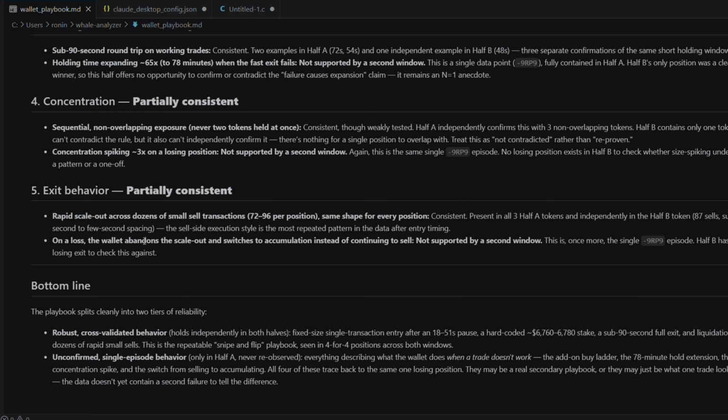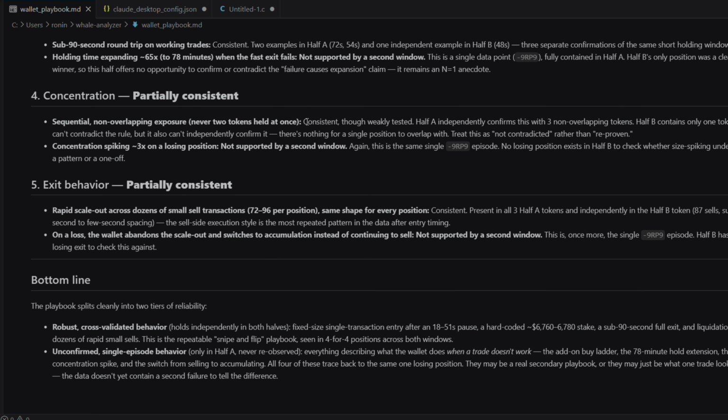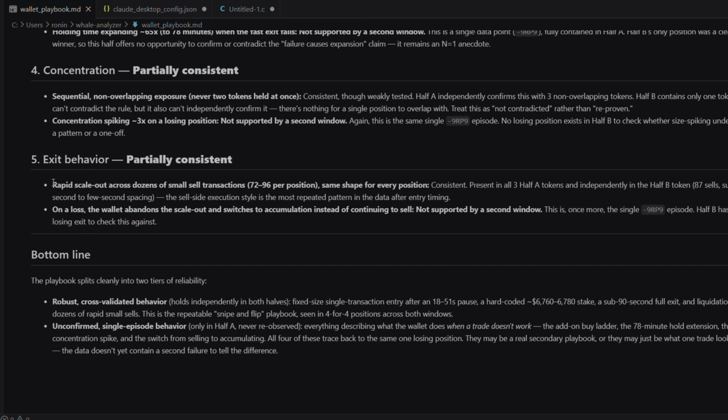That's the build. A wallet address in from any chain, a stress-tested playbook out, and a pipeline you can now run on literally any wallet you're curious about, regardless of where it trades.